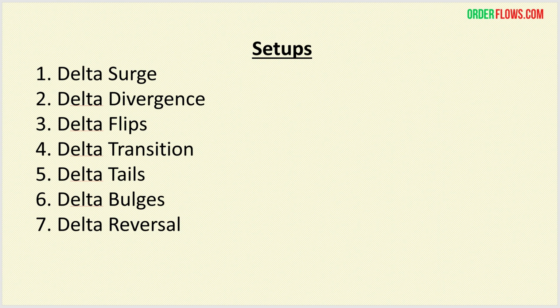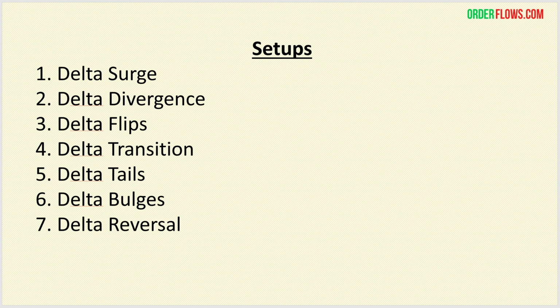So the setups I'm going to discuss in depth here are the delta surge, the delta divergence, the delta flip, delta transition, delta tails, delta bulges, and lastly the delta reversal. Now, the delta surge is a free indicator you can get on my website. If you run NinjaTrader, you could put it on there. The divergence is programmed into the main Orderflows trader, but I'm going to explain what it is. So if you don't have my software, or if you're using a different software that doesn't necessarily have a divergence, or maybe it's not what I think is a proper divergence, you can notice a difference.